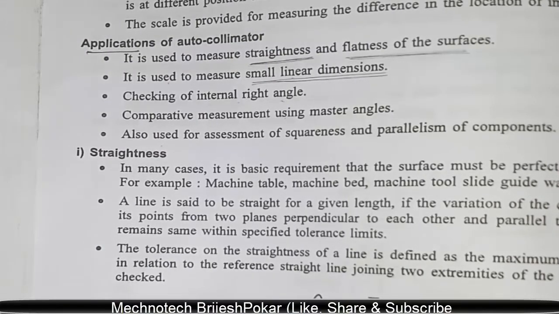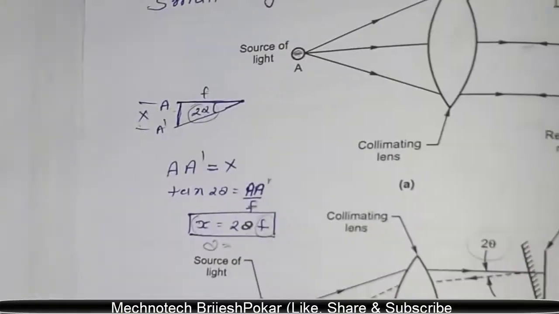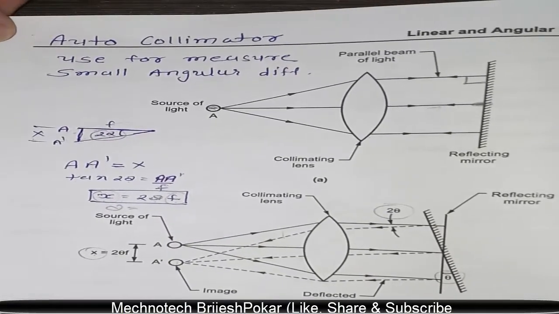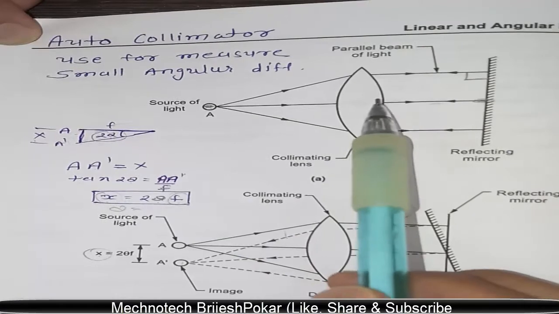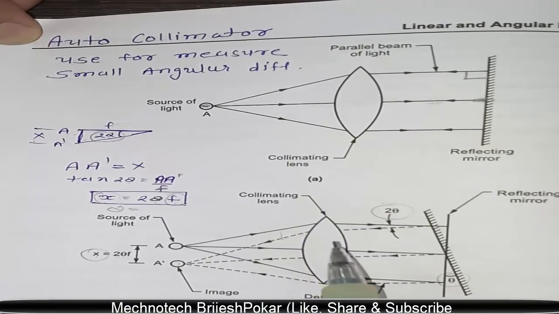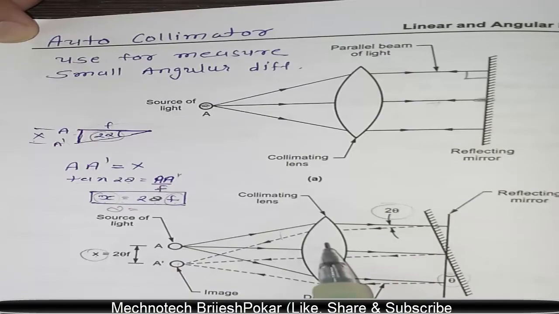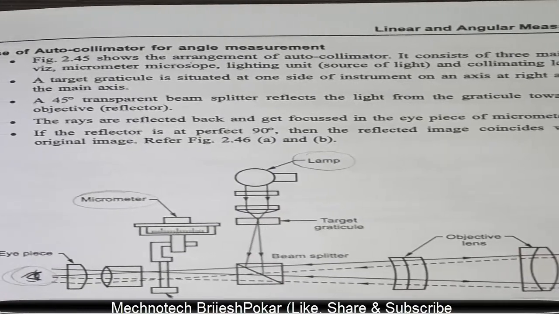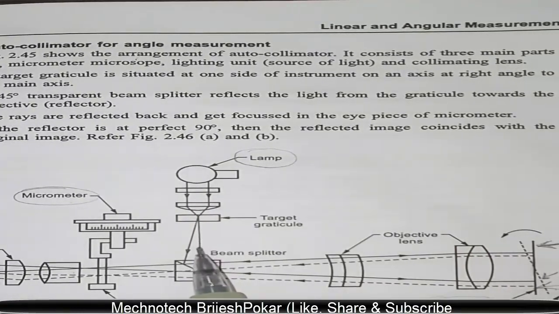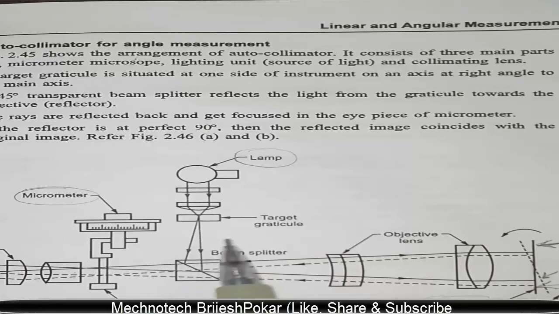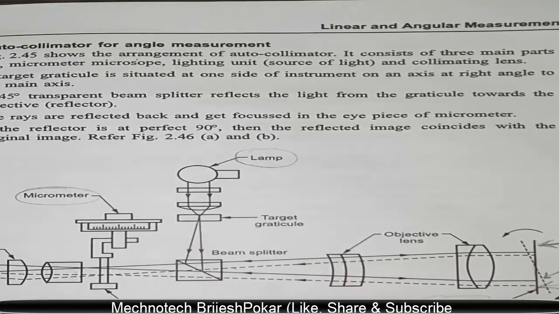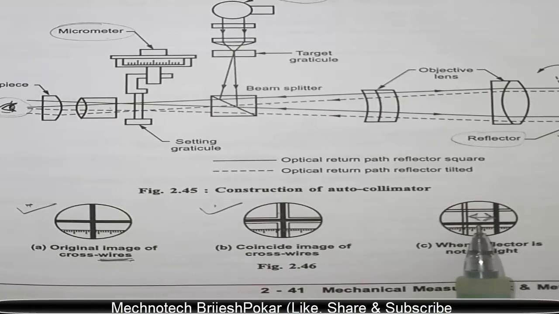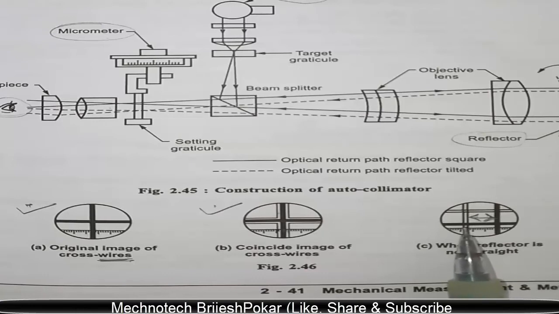So for the examination you have to write the applications and the basic principle, and you have to explain something about this principle in your own way. You also have to draw this figure, explain something about this figure, and also draw these 3 images. So this is about the autocollimator for angular displacement, or we can say small linear displacement.